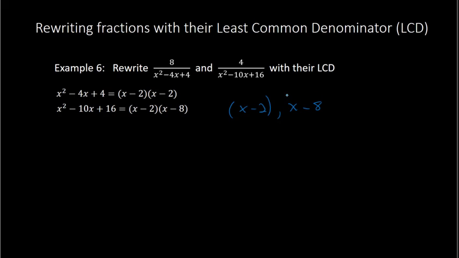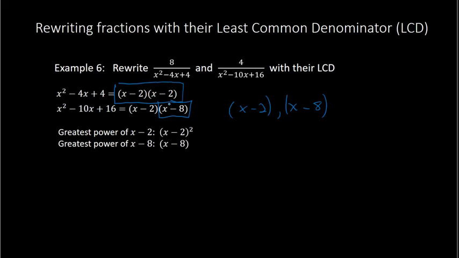So the question is, how many of each do we take? Well, looking at x minus 2's, the one with the most would be right here, with 2 of them. So we take 2 x minus 2's, or x minus 2 squared. And then looking at the x minus 8's, this one has the most with 1, so we take 1 x minus 8. Put it all together to find the least common denominator. We will have x minus 2 squared times x minus 8. Now, no need to multiply everything out because it will be easier to leave it like this as you convert the fractions.